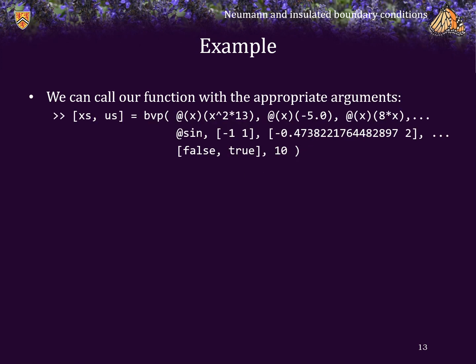Now we can call our function with the appropriate arguments: the function of the second derivative, the function coefficient of the first derivative, and the function coefficient of the unknown u of x. Next, the forcing function sine, the interval a b, -1, 1, the left-hand boundary condition, and the right-hand boundary condition, and then a pair false true, indicating that the left-hand boundary condition is Neumann, the right-hand boundary condition is Dirichlet, and we are using 10 subintervals.